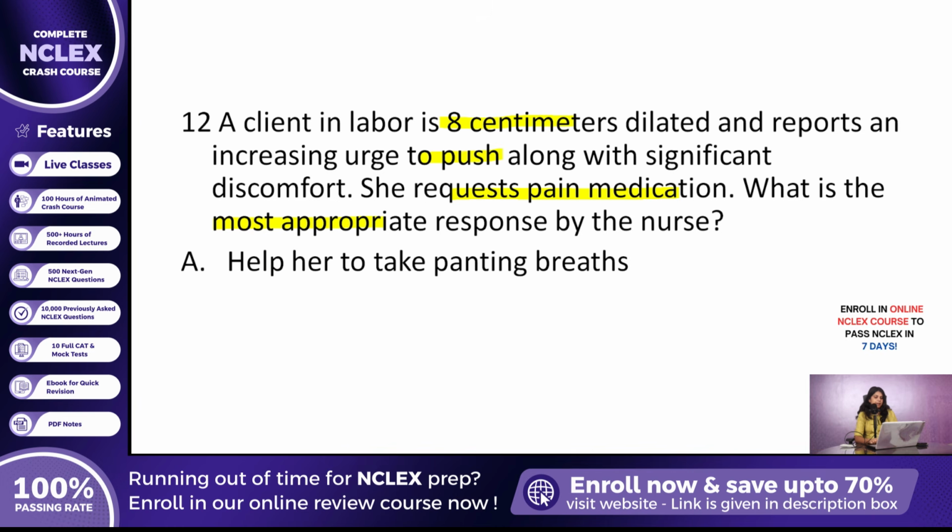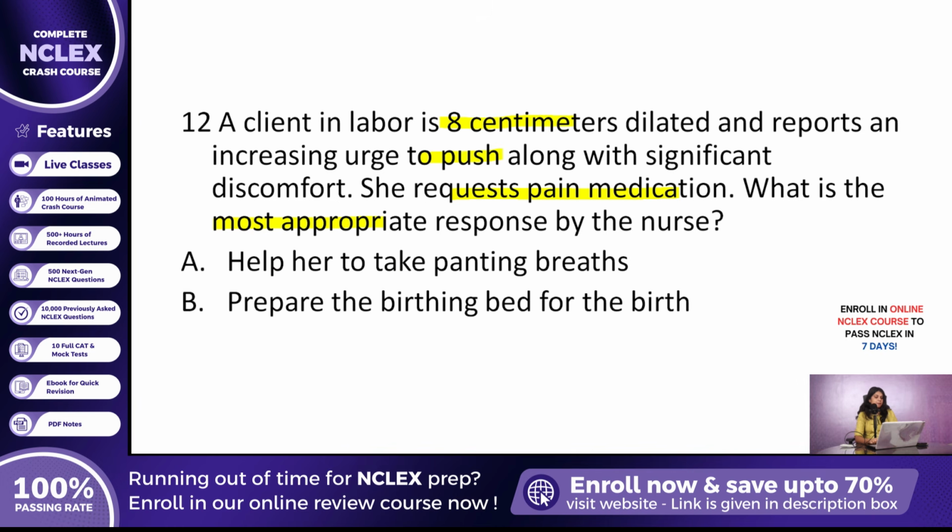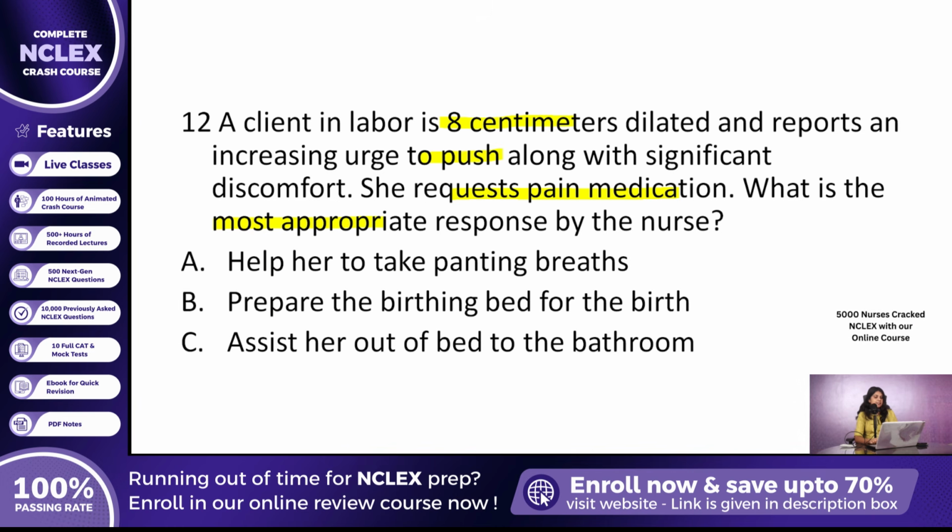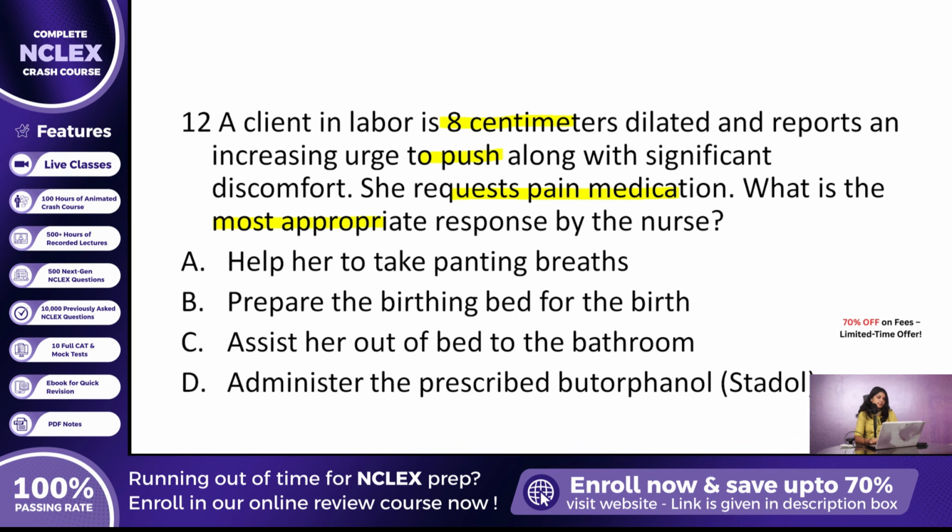A. Help her to take panting breaths. B. Prepare the birthing bed for the birth. C. Assist her out of bed to the bathroom. D. Administer the prescribed butorphanol. The most therapeutic and appropriate response is option A. Help her to take panting breaths.